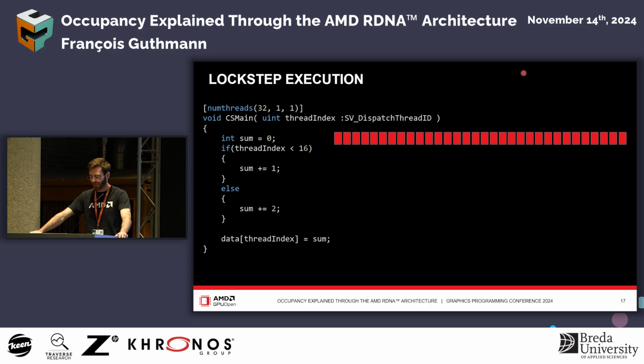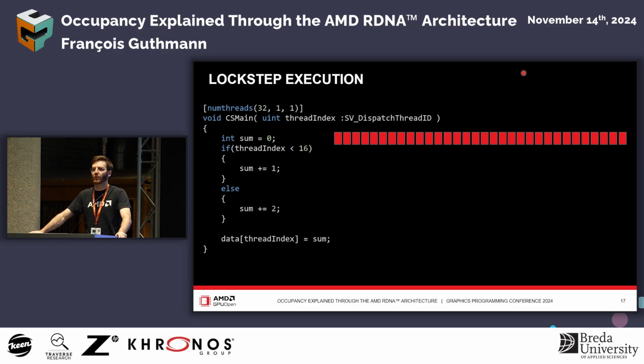So let's look at the execution of a simple shader. This is a compute shader that has a thread group size of 32. This is not a good idea, this is just for the example. It takes a thread index as input, and it does a very simple piece of code. It initializes sum at 0, and then it tests the thread index, and if it's lesser than 16, it will add 1. If it's greater than 16, it will add 2, and then it stores the thing to memory.